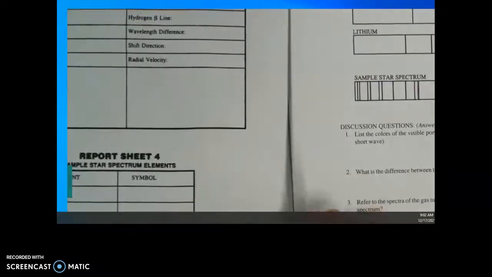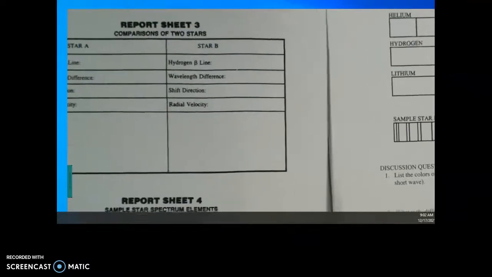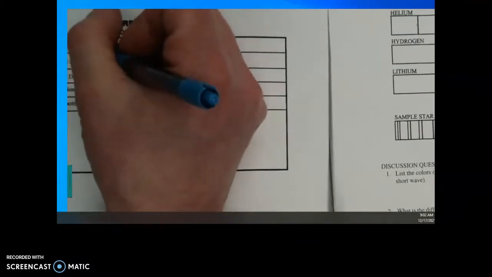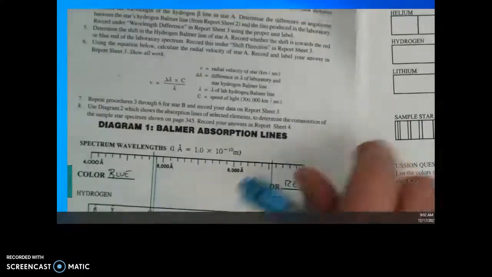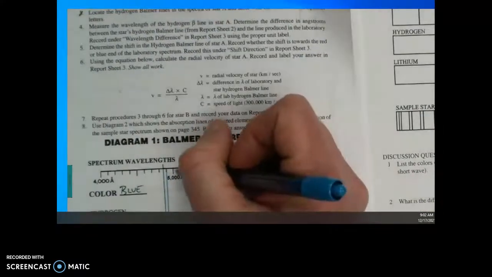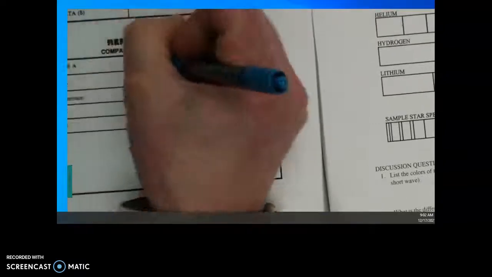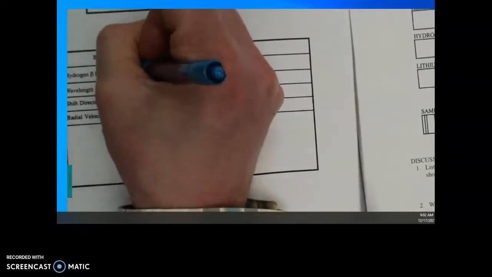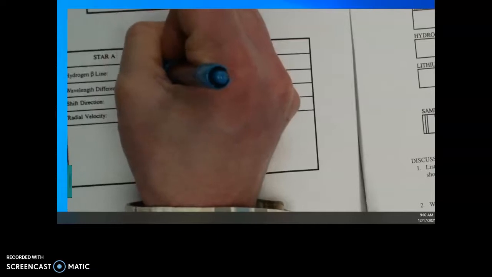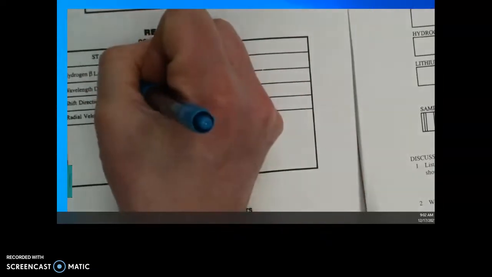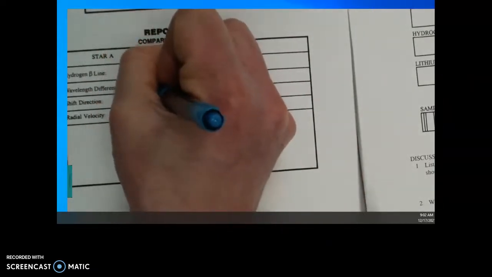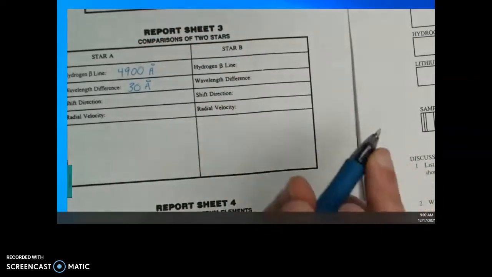So this is what we're looking at here. The hydrogen Balmer line I got here, this is a blue line, because we're looking at star A. It looks like it was 4,900 angstroms. The difference for me, I got about 30 angstroms, or what I estimated to be about 30 angstroms.